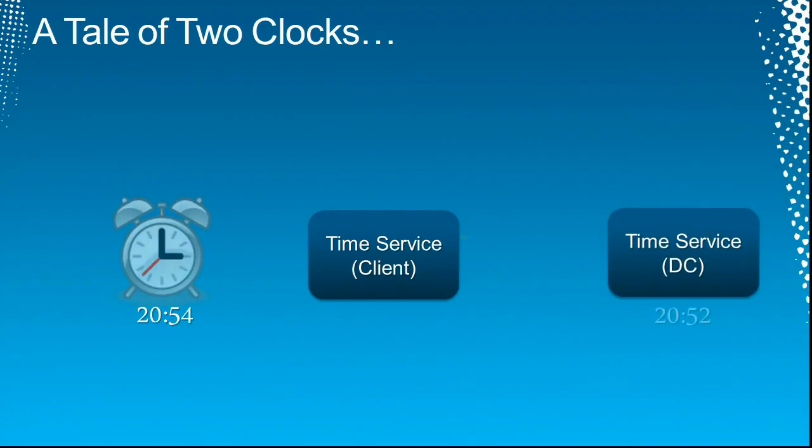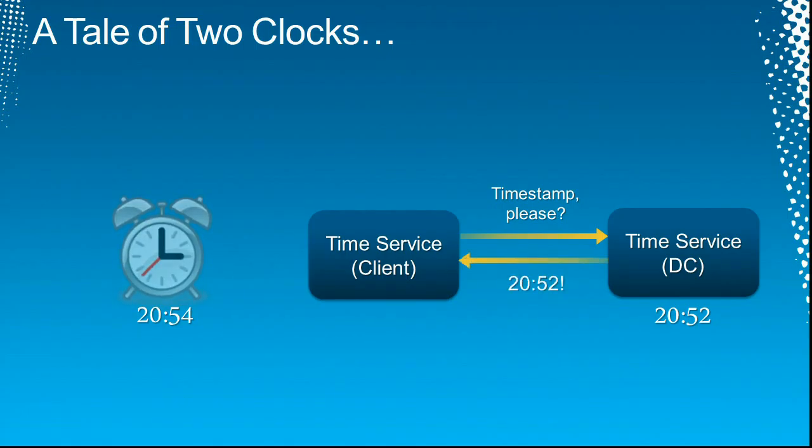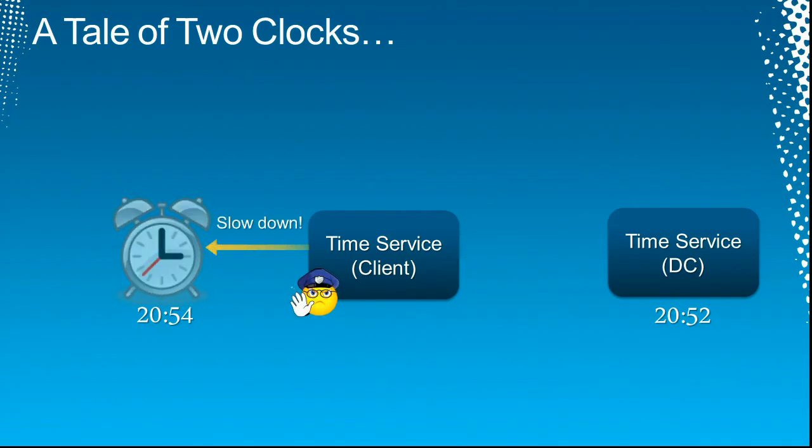Now, when it finds one, it will request a timestamp. And the DC will return the time that it has on its system. And if time service sees that there's a delta, then it will discipline and it will ask for a slowdown, for example, such that over time, the time between the domain controller and this specific time client will converge.